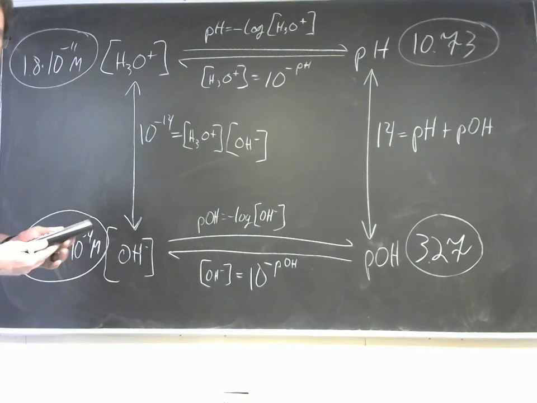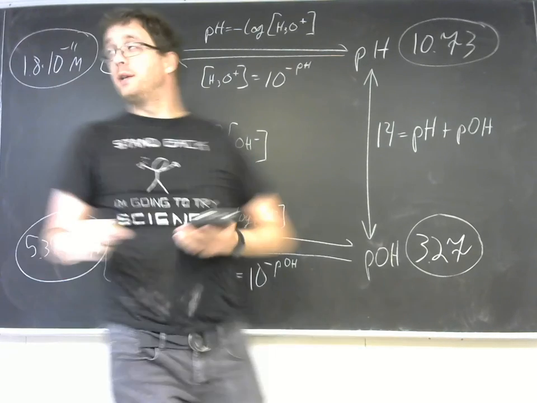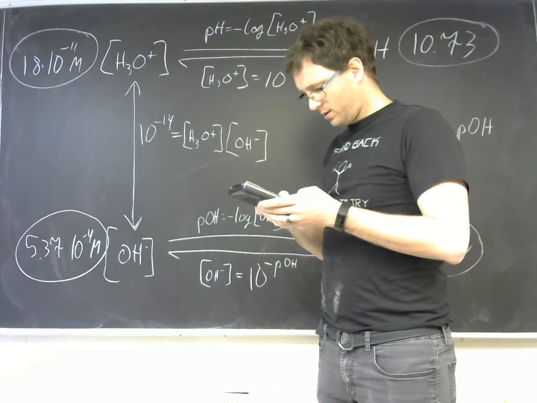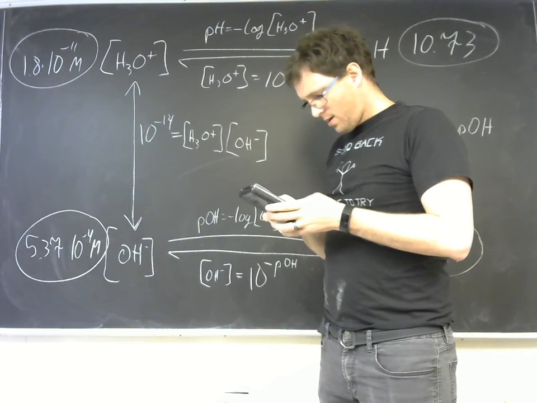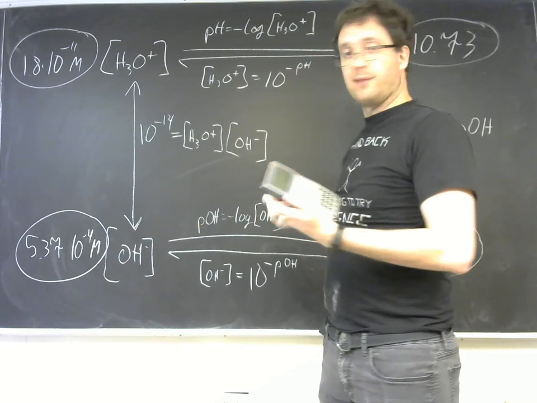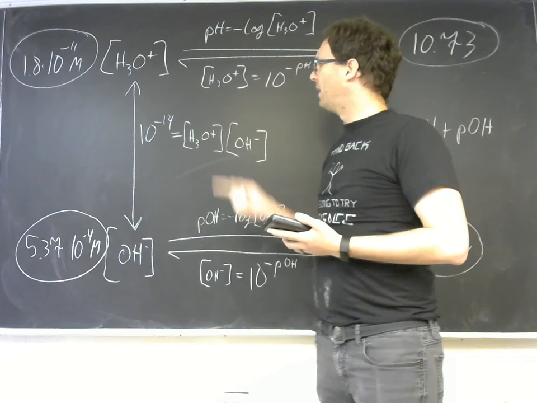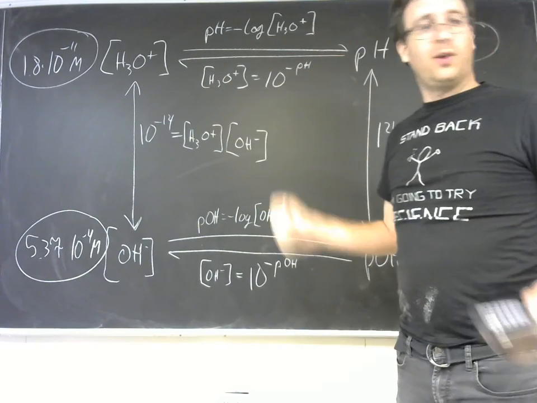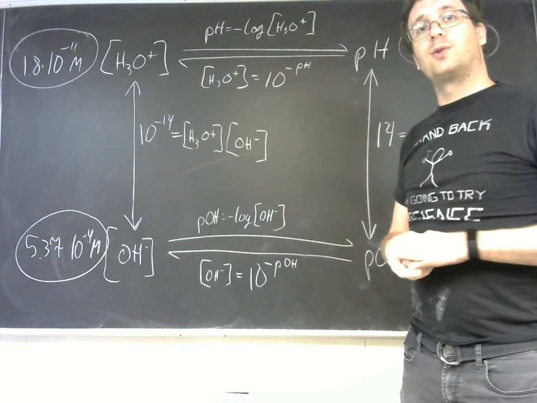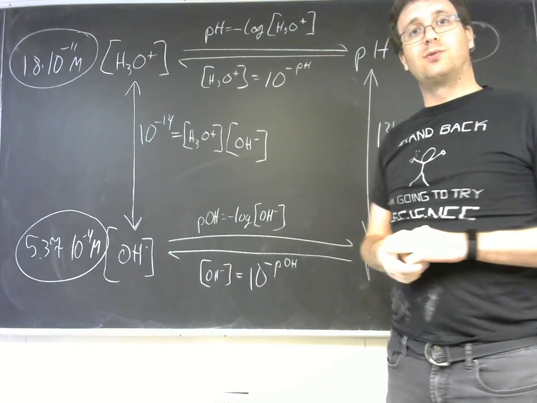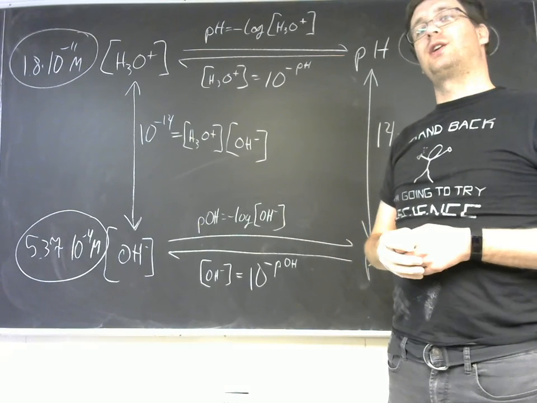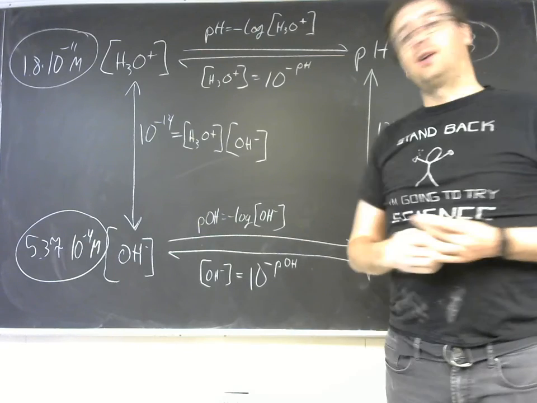And we can double check that everything worked properly by taking the product of these two and seeing what they equal. And wouldn't you know it, they equal 1 times 10 to the negative 14th. And so this is, I think, just a really convenient way to summarize all the sorts of calculations that you might need to do with pH, pOH, H3O plus concentration, and OH minus concentration.